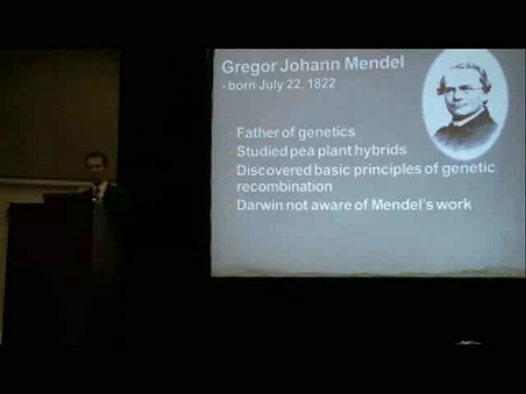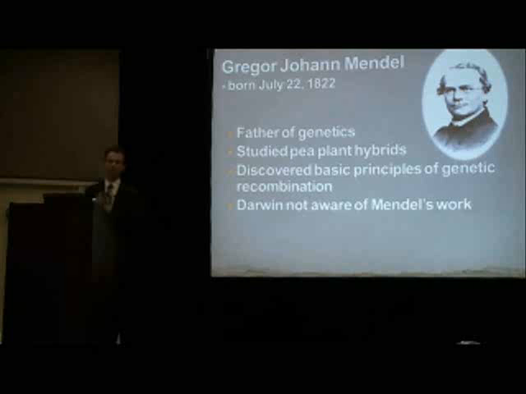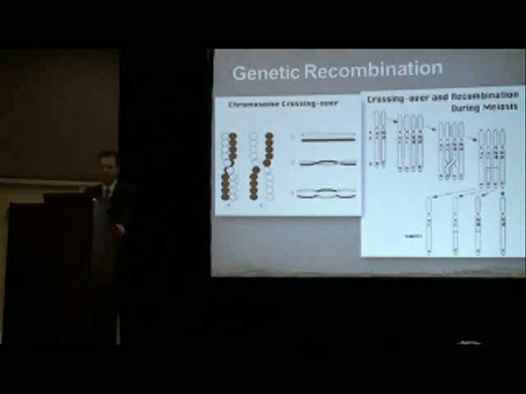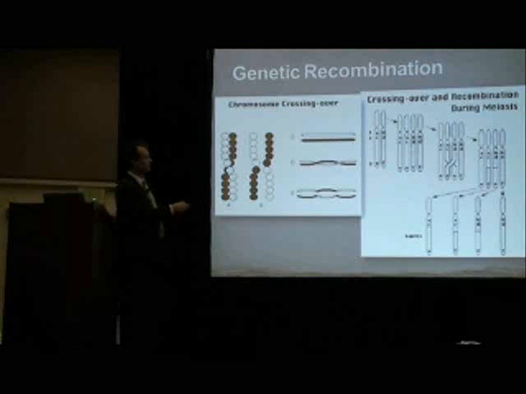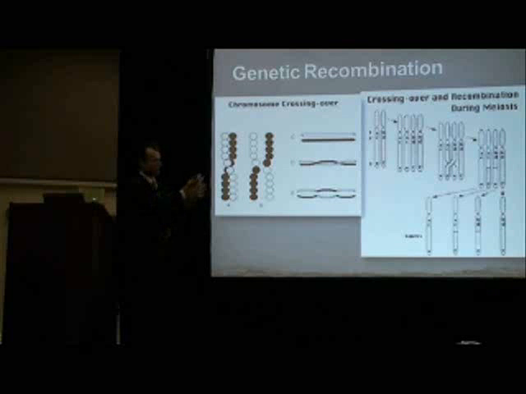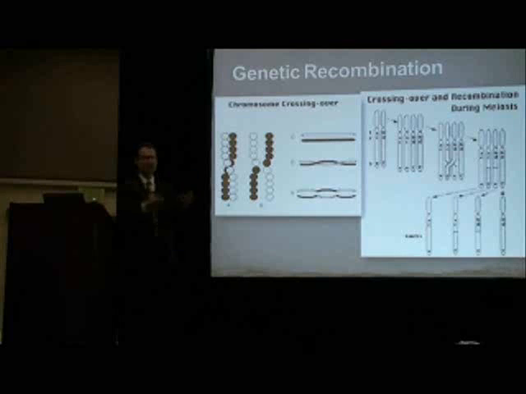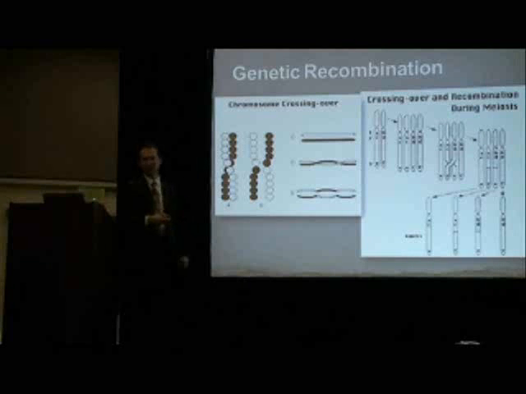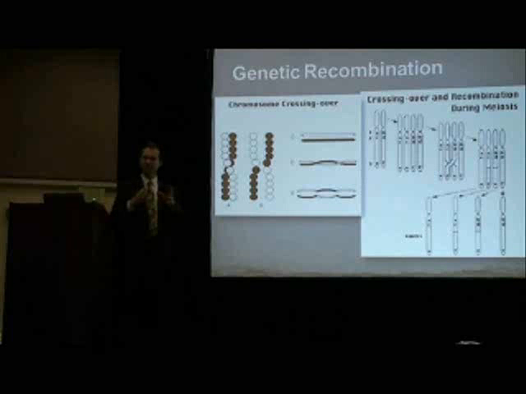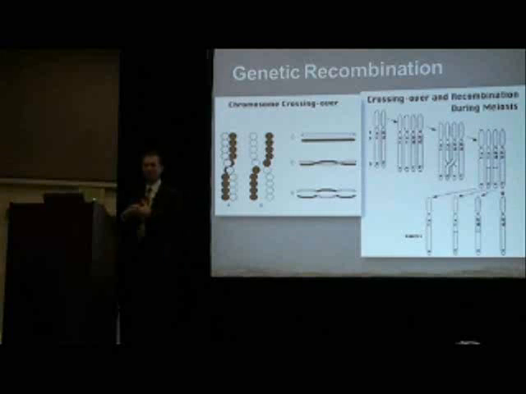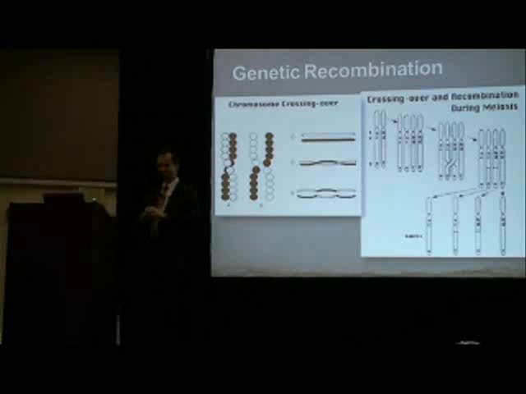Gregor Mendel, if he had become famous before Darwin, would have made Darwin's theory much harder to make popular. Gregor Mendel is the father of genetics. He studied pea plant hybrids and discovered the principles of basic genetic recombination. Darwin was not aware of Mendel's work, even though they lived at the same time. So, in a nutshell, genetic recombination: when the chromosomes come together in meiosis, they swap information with each other, but they do so at very specific points that are predetermined. In other words, no information that was originally present in the gene pool is actually altered. It's just given a differential expression.